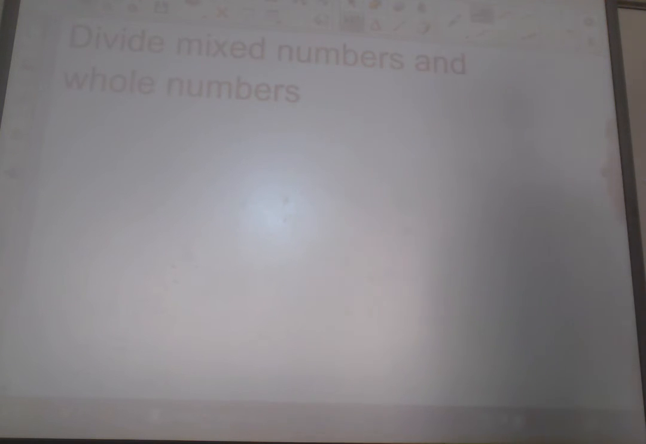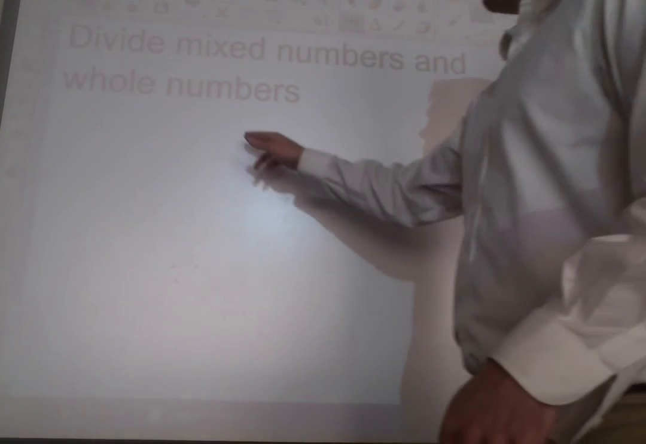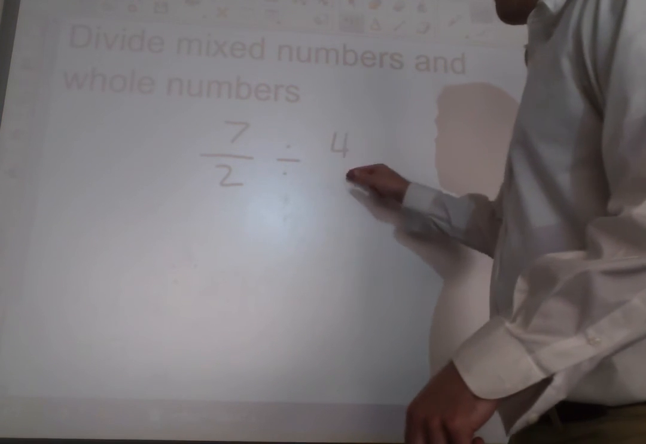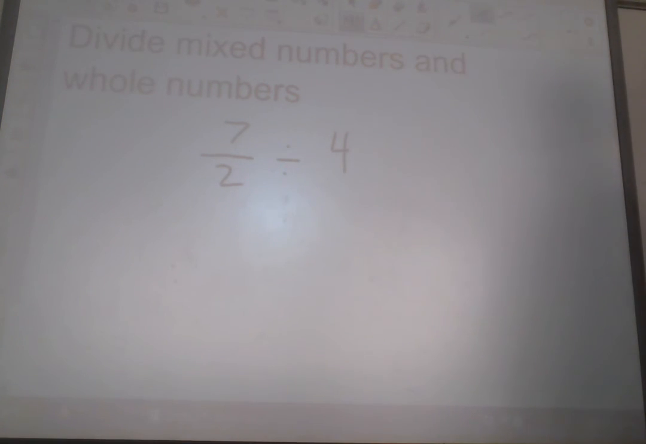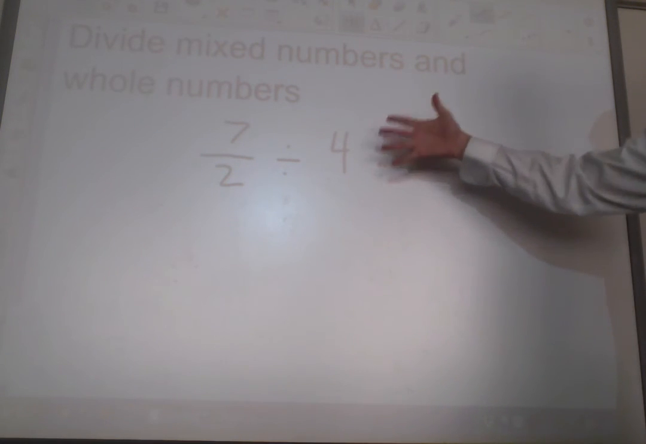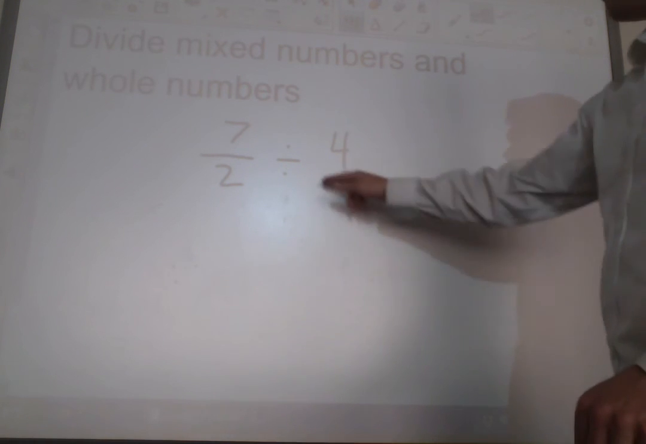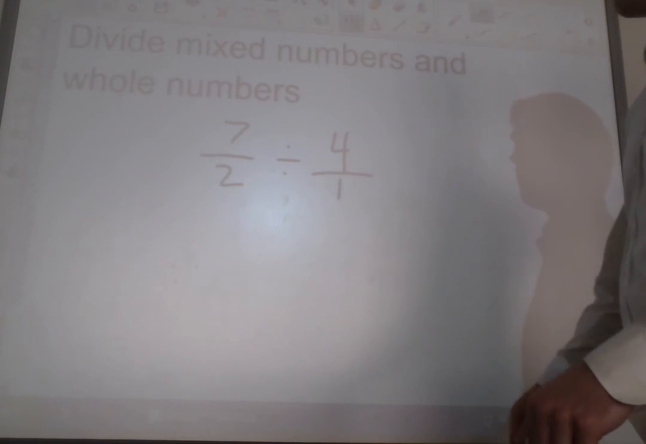This is the last thing for the video. We're going to divide mixed numbers and whole numbers. Okay? So let's say 7/2 divided by 4 as our first example. All right, well, just like before, we don't like this whole number. We've got to turn it into a fraction. And you can turn any whole number into a fraction by putting it over 1.